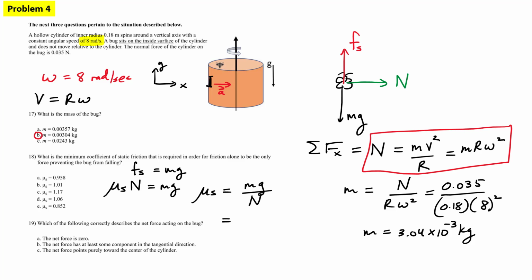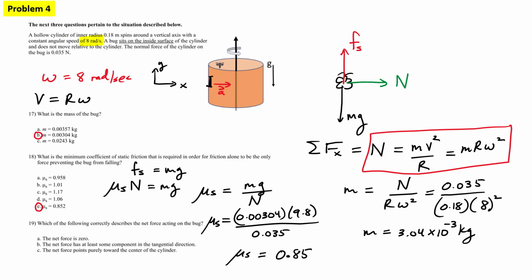We know all the values now because we've already solved for the mass. We can use 0.00304 kilograms. We know little g is 9.8, and we take our normal force to be 0.035. This is a condition for equilibrium. I substitute that in the calculator, and I get mu s equal to 0.85. Clearly, if it's bigger than this, you're going to be in equilibrium, but it can't be any less than this. So the best choice for this one was choice E.